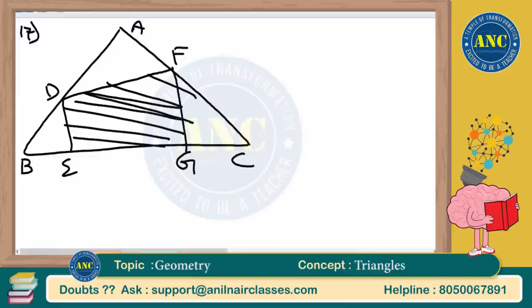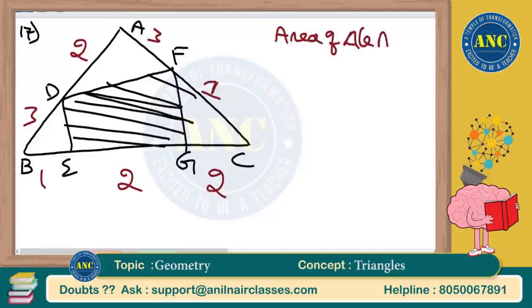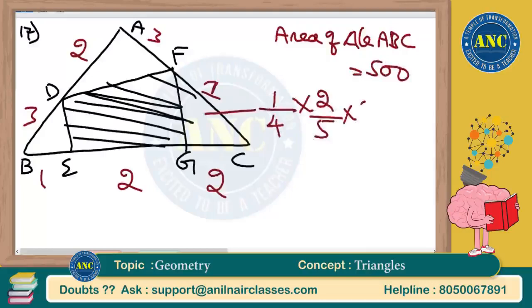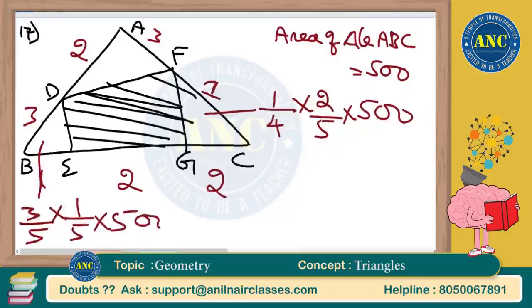Area of the shaded region. 2 is to 3. 1 is to 2 is to 2. 3 is to 1. Area of triangle ABC is 500. So this will become 1 by 4 into 2 by 5 into 500. This is nothing but 3 by 5 into 1 by 5 into 500. This is nothing but 2 by 5 into 3 by 4 into 500.